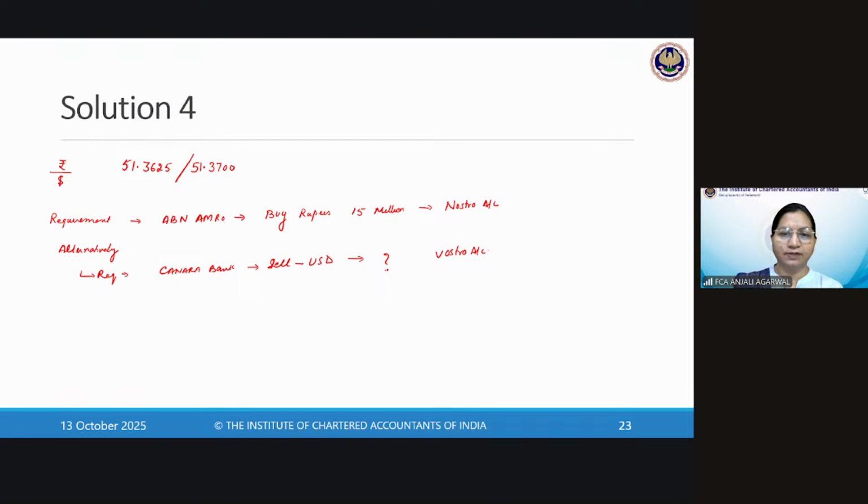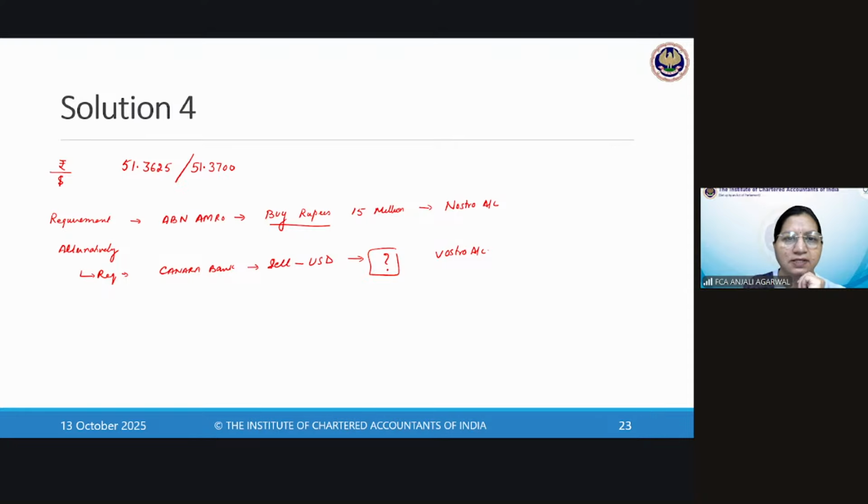So this is the second part of the question. Then how many USD will it become? 15 million rupees, how many USD it will become? That will become the second part of the question. But first I have to check the rate which is applicable to buy the rupee or to sell the USD. These are the interbank codes. These are not merchant codes. These are the interbank codes because what is happening is banks are involved. But anyways, if the ABN AMRO will buy rupee, someone has to sell dollars.